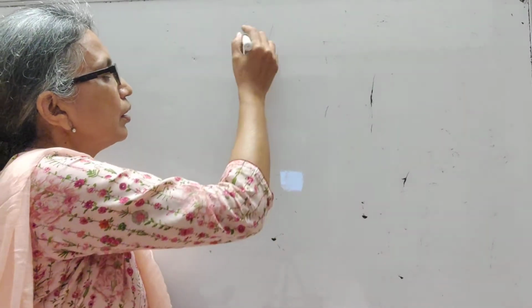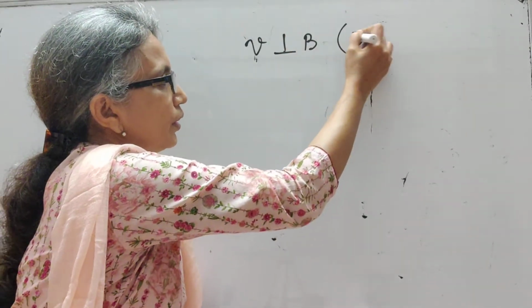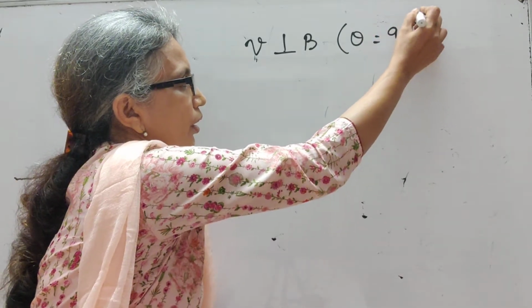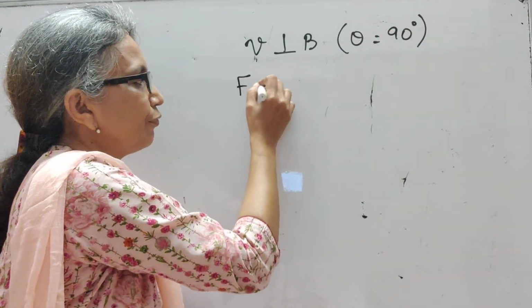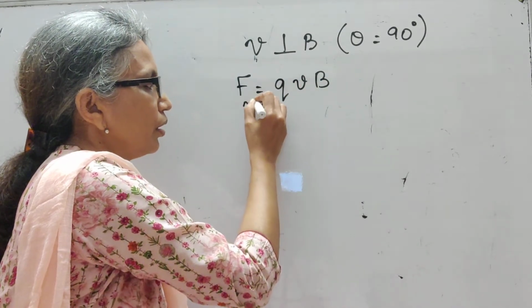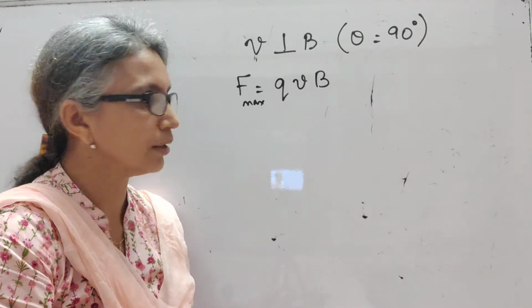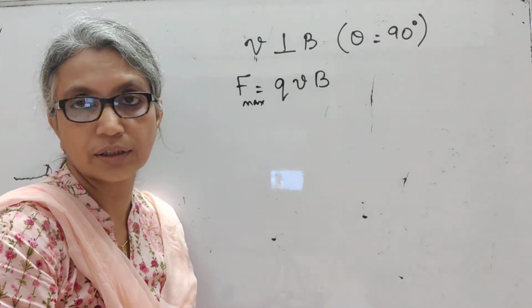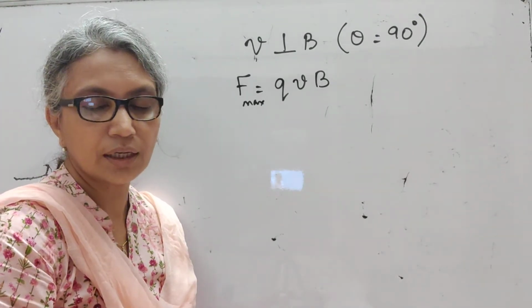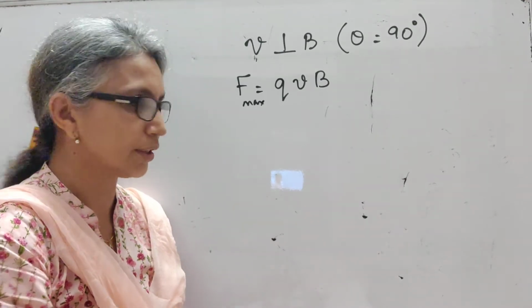So let's take B perpendicular to B, which means theta is equal to 90 degrees, and we should also know that this will be the maximum force because sine 90 is 1. That's the maximum value of sine theta. So maximum force is acting on the particle.